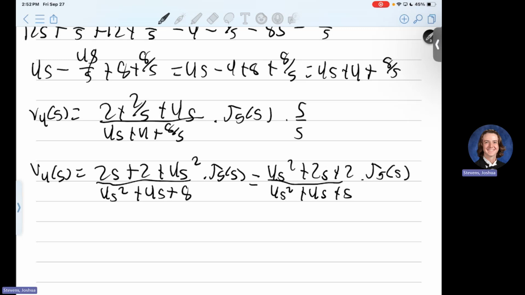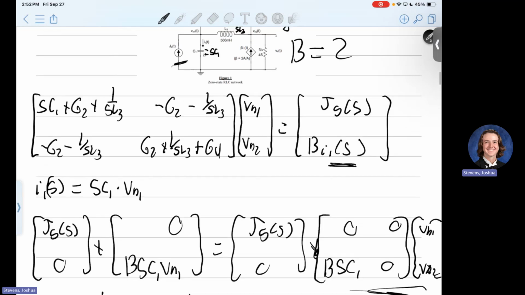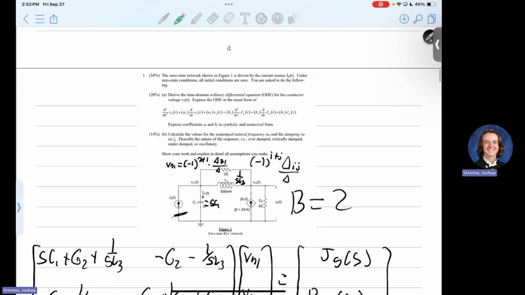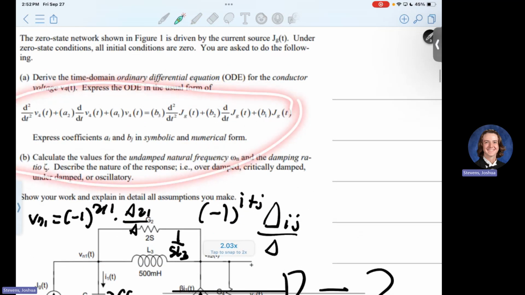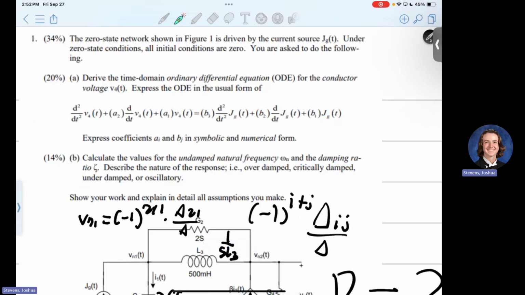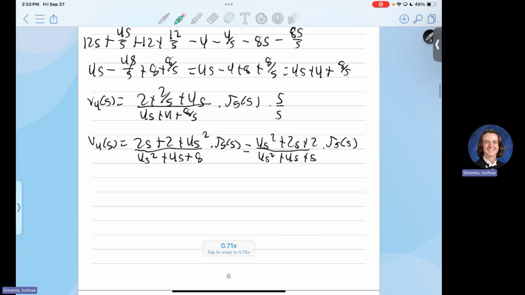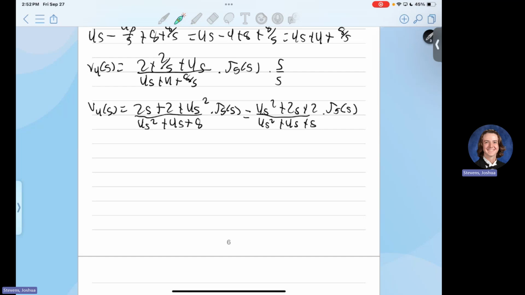What do we do now? We simplify? Is that what people are saying? So we have to get to this form here. Okay? How do we get to what we have to there? So I have V4 equals a numerator over denominator. Everything has S's, all multiplied by JG of S. Well, no, you can do both. Well, you have to do it for both. Okay. I agree.